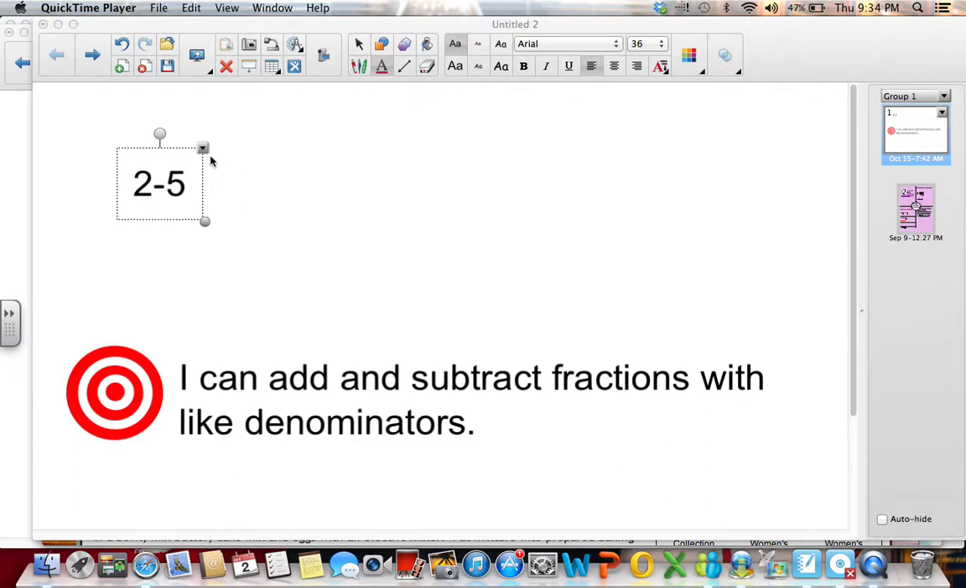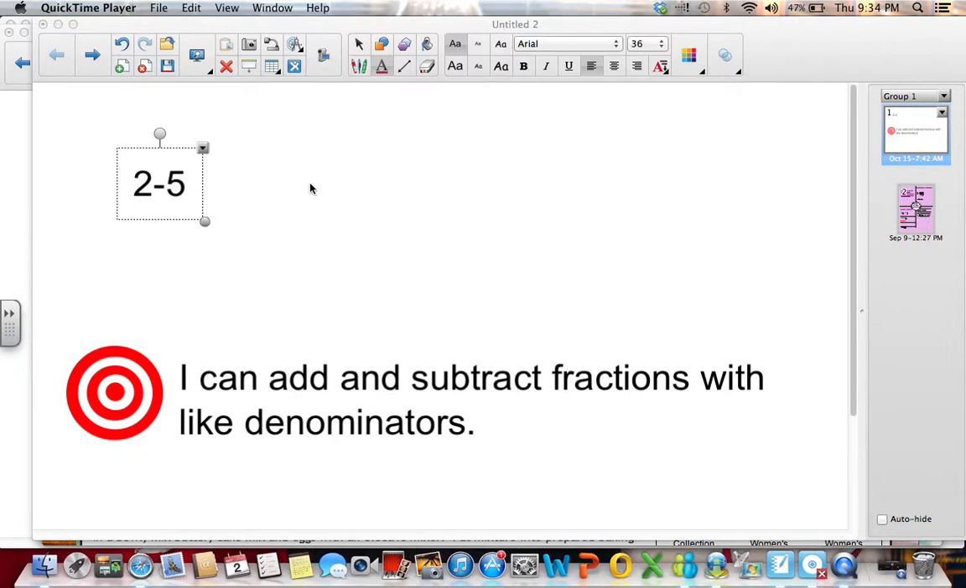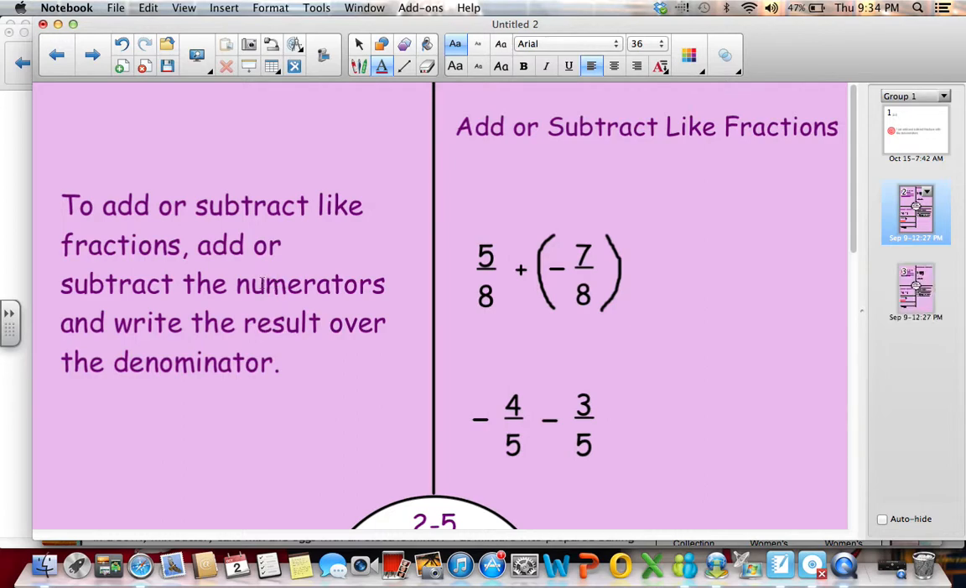Hi, 7th graders. We are on lesson 2.5, adding and subtracting fractions with like denominators, also referred to as like fractions, which is one of your vocab words, so you could take out your vocab sheet and write down the definition in a second as I go over it.